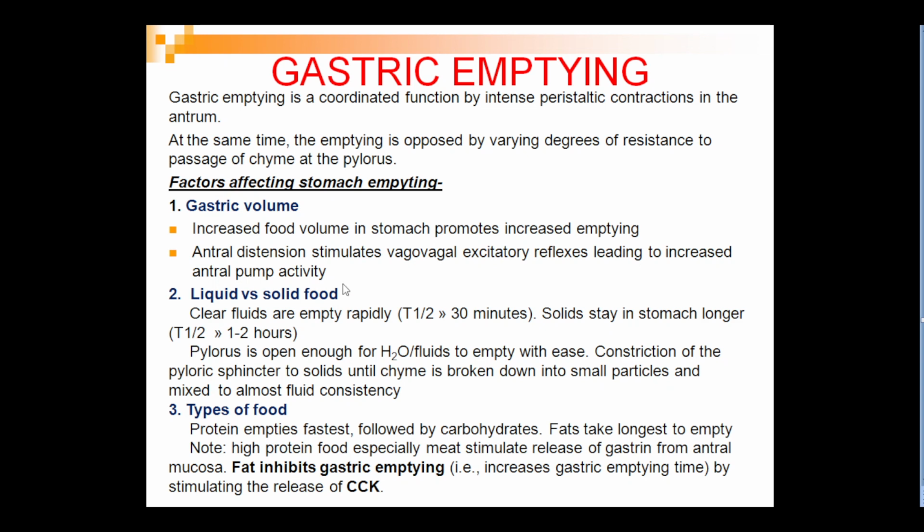Now, liquid versus solid food. Liquid type of food leaves the stomach way faster compared to solid foods. And the type of the food also matters. As you can see here, the longest it takes is for the fats to leave the stomach. So in fact, you can say that fat will inhibit gastric emptying.